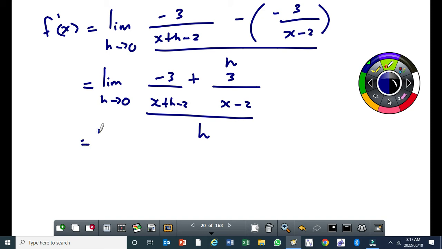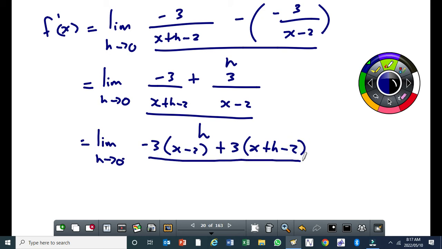So the LCD here, it would be better to consider the LCD as the product of these two. Okay? So that will become limit as h tends to 0 of, then you multiply this denominator by that numerator, get minus 3 times x minus 2, then this denominator by that numerator that will be plus 3 times x plus h minus 2. This will be all over the sum of the two, that will be x plus h minus 2 times x minus 2. Right, allow me to convert this division line to a division sign. So I'll say h over 1. Right? So I'm going to simplify the numerator.